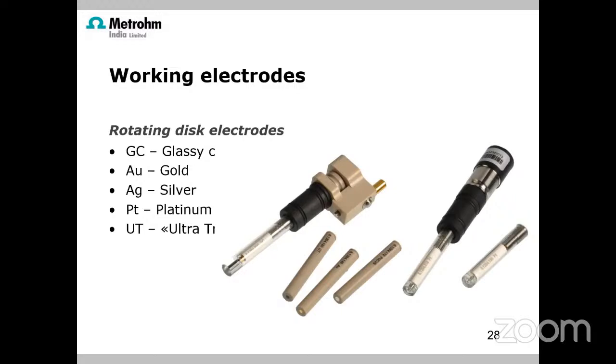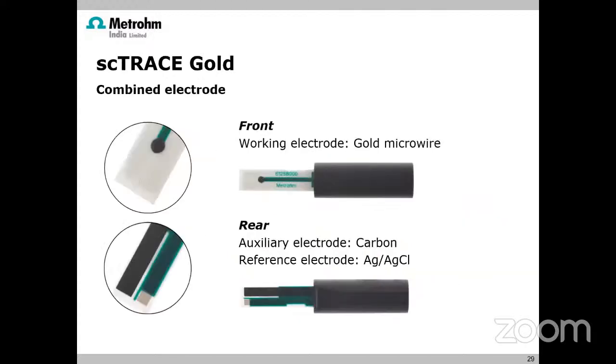Very recently, some 6-7 years back, we have introduced economical electrodes. We call this SC trace electrodes. These are nothing but electrodes which have all three electrodes in one shaft. So basically, the working electrode, you see a thin gold wire. Then we have the auxiliary electrode, which is carbon. And we have the reference electrode, which is silver chloride.